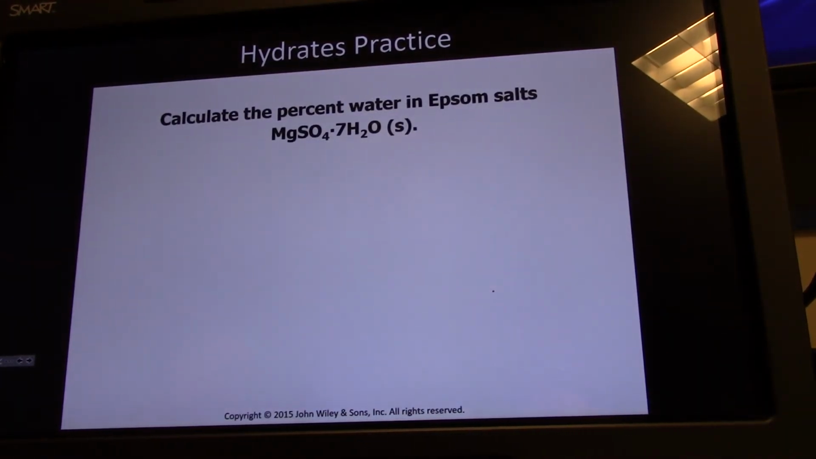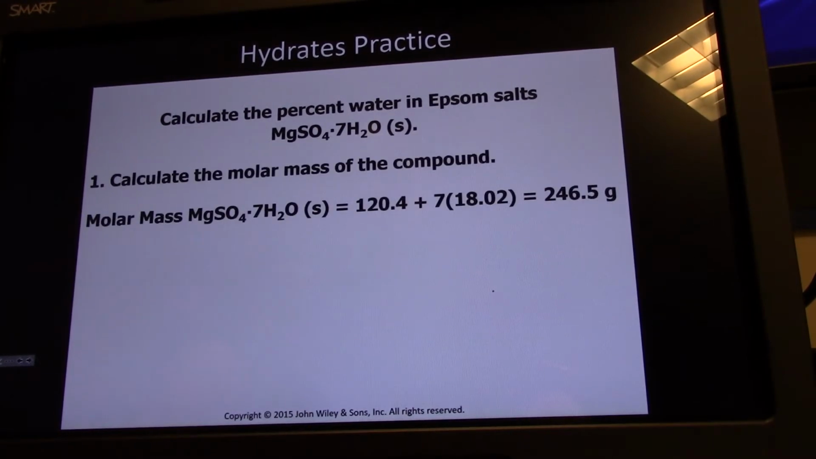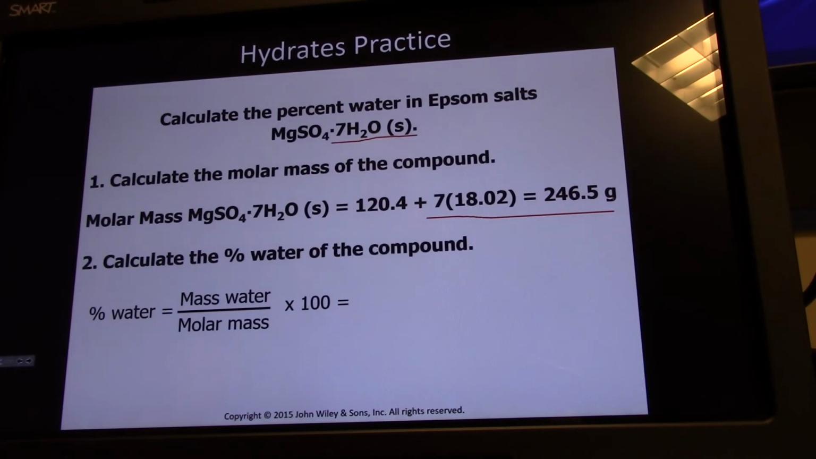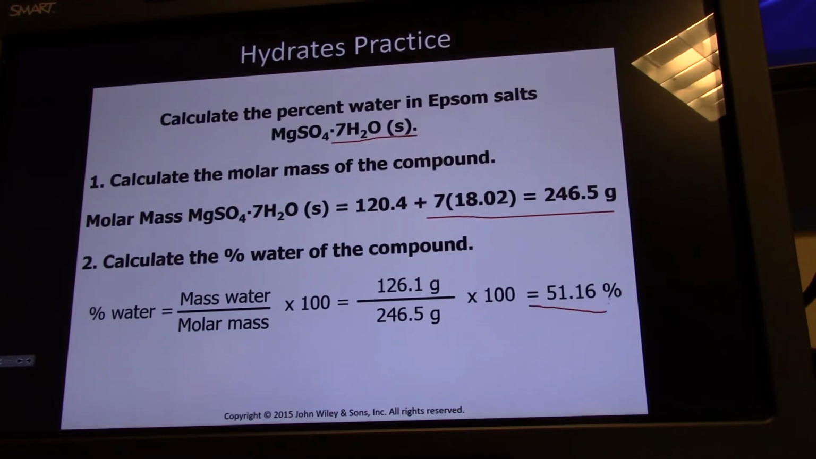Calculate the percent water in Epsom salts. Make your life simple and pretend you have 1 mole. We find the total molar mass of magnesium sulfate heptahydrate. Remember, the 7 waters are part of the formula. You've got to have them in there. And then we just take the mass of the water, 7 times 18, divided by the total mass, which included the water. And we see that when you have Epsom salts, 51.16% of the mass of Epsom salts are actually the water that's trapped in those crystals. So if you heat it up, that water will escape. You'll be left with only half of your mass.